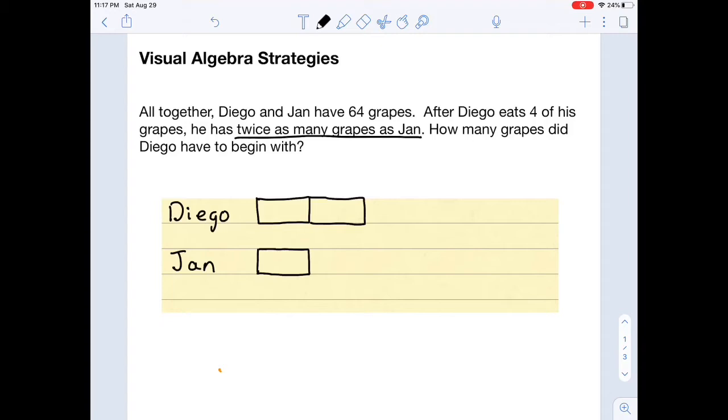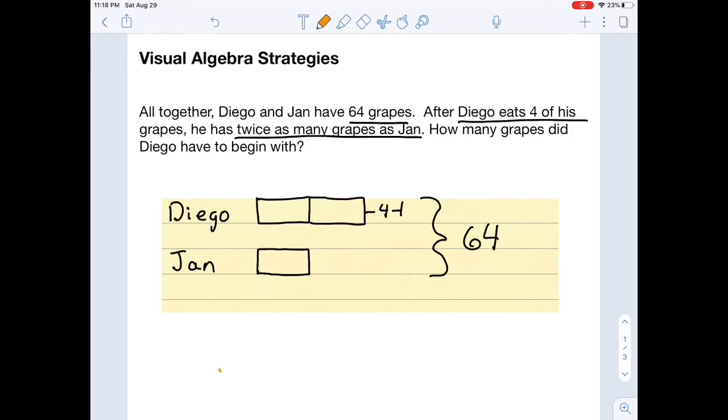All right, so let's look at the rest of the problem. I'm building on my twice as many grapes as Jan, but that only happened after Diego ate 4 of his grapes. So to start with, he had an additional 4 grapes. Then altogether, they have 64 grapes. And that's the setup to my problem, and I'm ready to solve it.